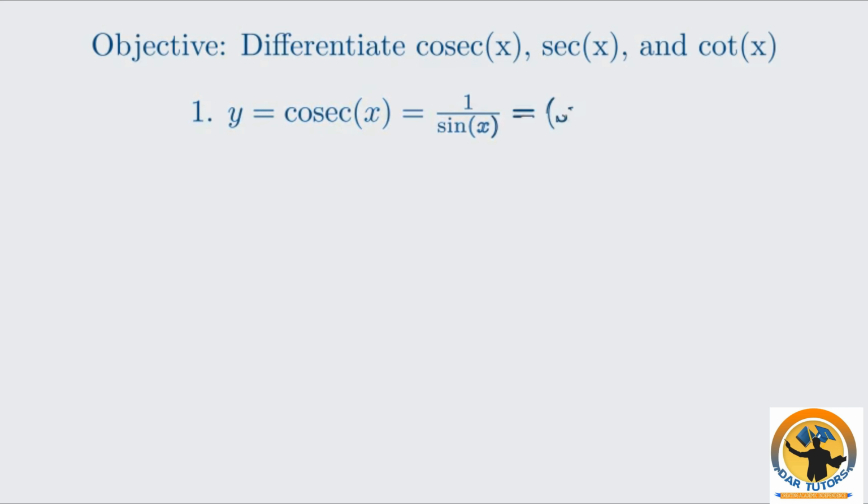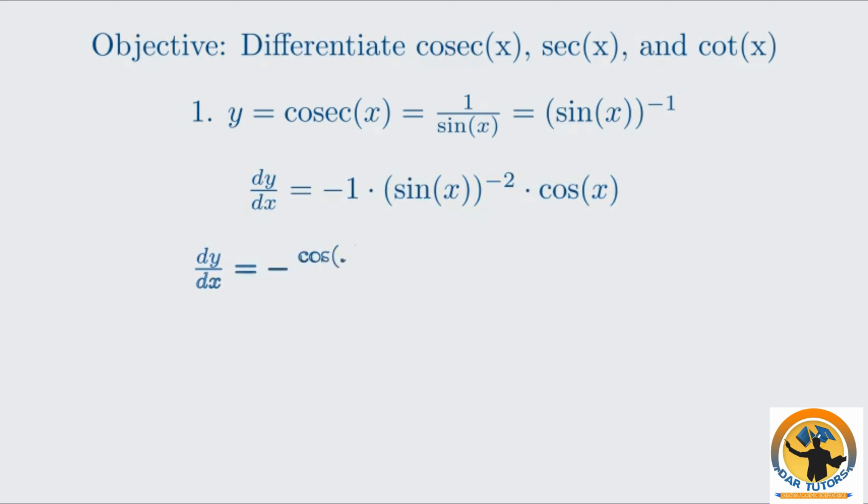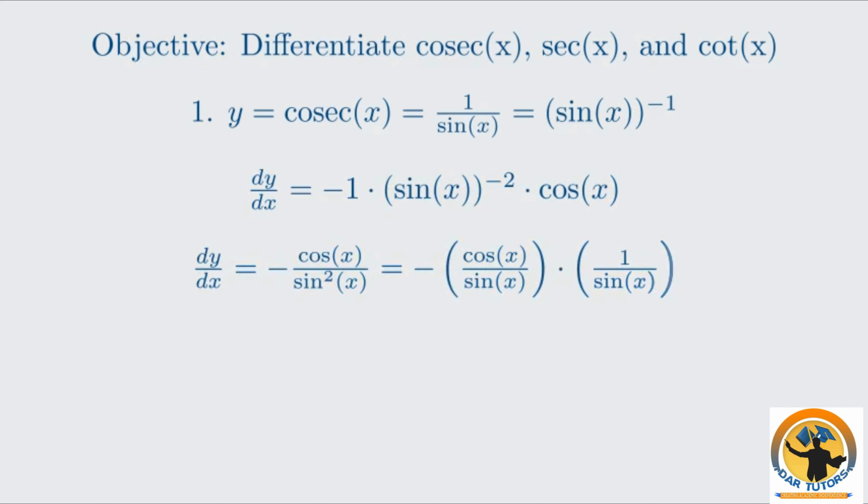We can write this as sin x to the power of negative 1. Now we use the chain rule. The outer function is u to the power of negative 1, and the inner function is sin x. The derivative is negative 1 times sin x to the power of negative 2, times the derivative of sin x, which is cos x. Rewriting this, we get negative cos x over sin squared x. We can split this into negative cos x over sin x times 1 over sin x. This simplifies to negative cot x times cosec x. So, the derivative of cosec x is negative cosec x cot x.